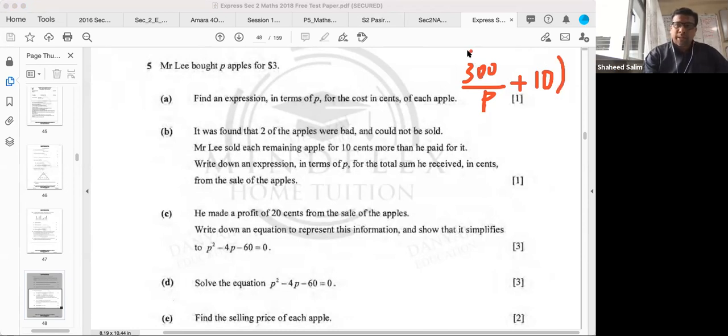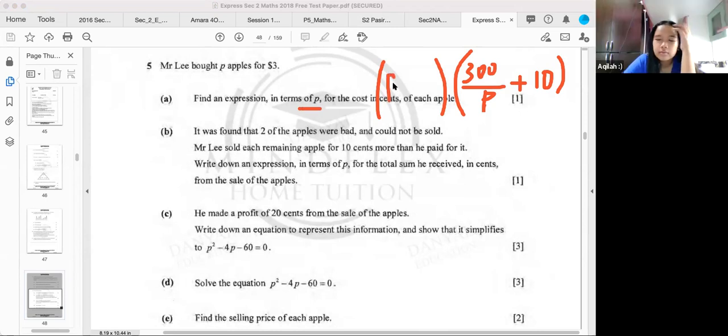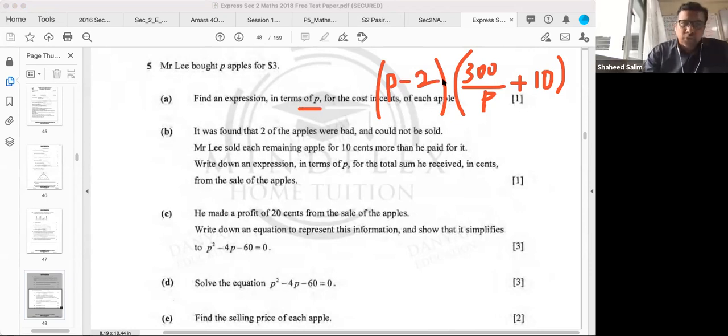And then this is multiplied by the number of apples that you're going to sell. You originally had P apples, but 2 of them are bad. So how many are you going to sell? P minus 2. Okay, this is going to be the expression. Are you confused by it? No, right? It looks scary, but you can see this is the number of apples times the cost of 1 apple plus 10 cents.